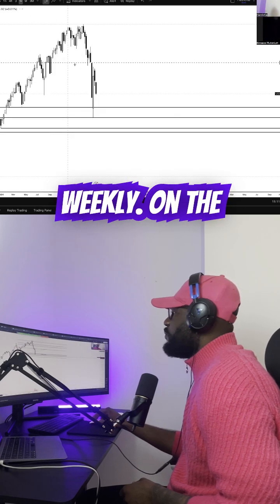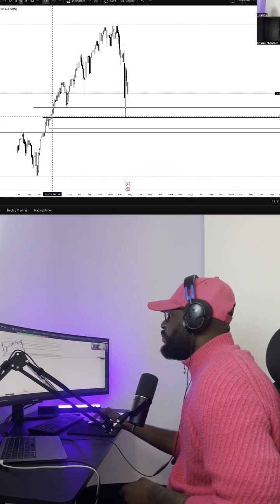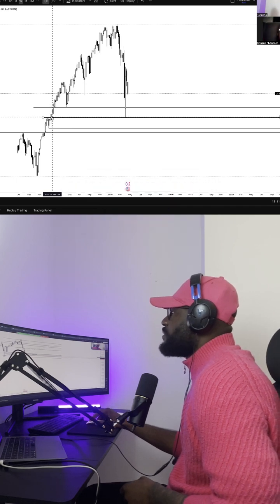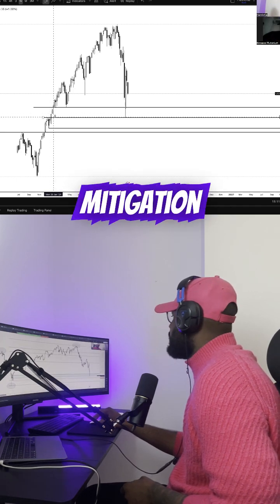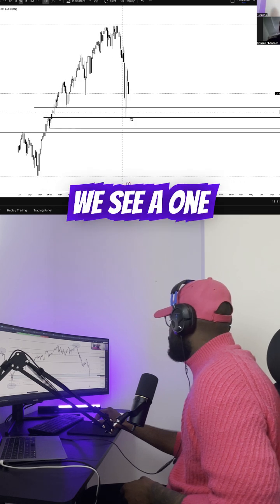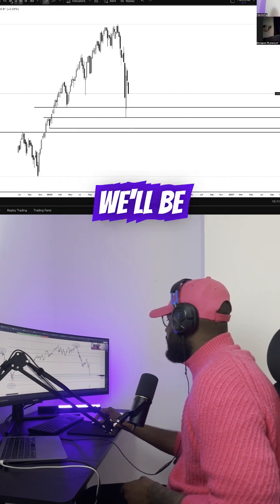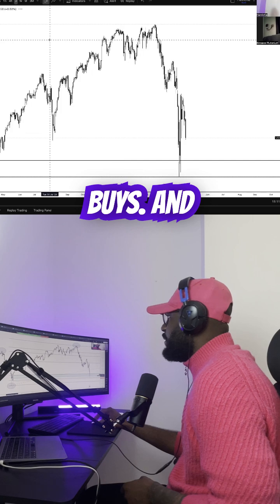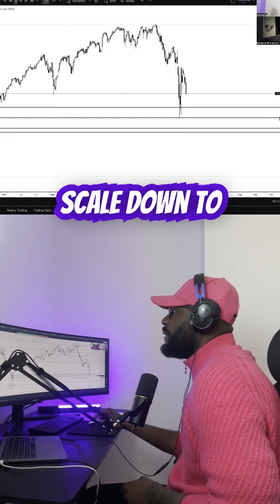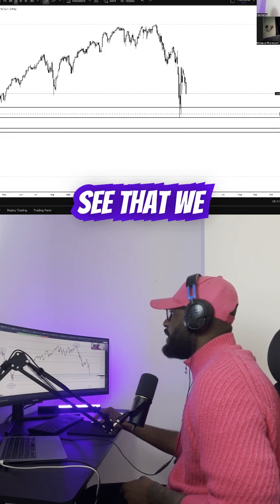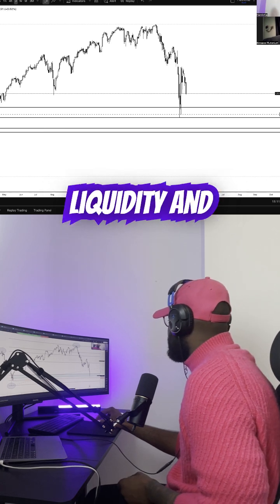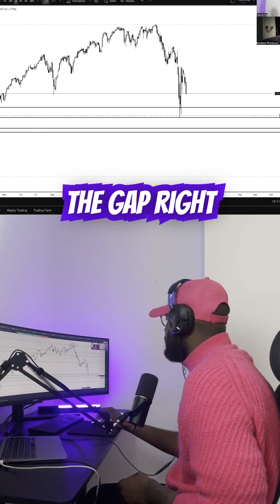We scale down to weekly. On the weekly, there's a fair value gap right there. So if we see a mitigation right here and we see a 1 hour break, we'll be looking for buys. And if you even scale down to daily, you can see that we came and took liquidity and we mitigated the daily fair value gap right here.